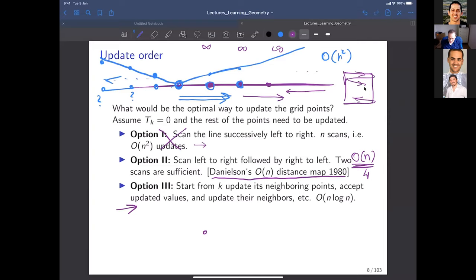You modify the source point. The source point looks at its neighbors, the shortest neighbor updates its neighbors, then the shortest neighbor updates its neighbors, et cetera, et cetera. Okay? And this is how you would compute distances.